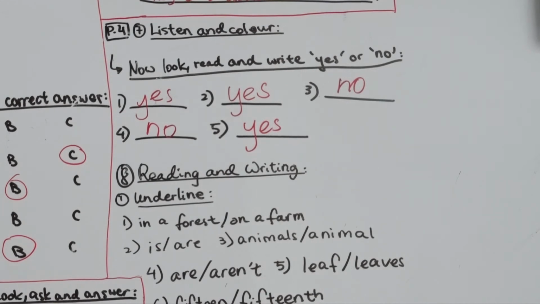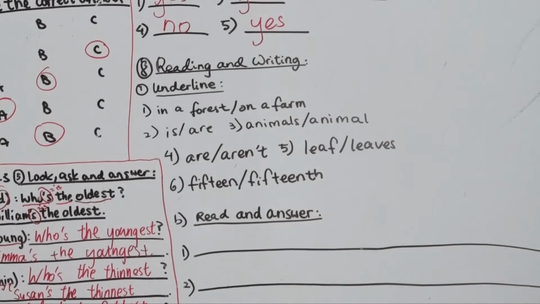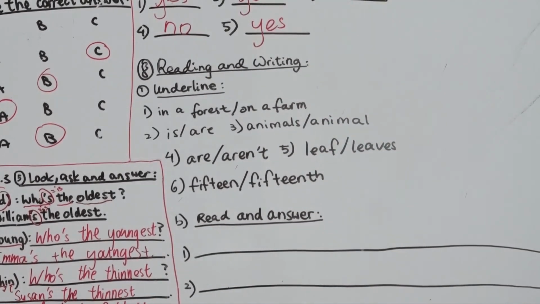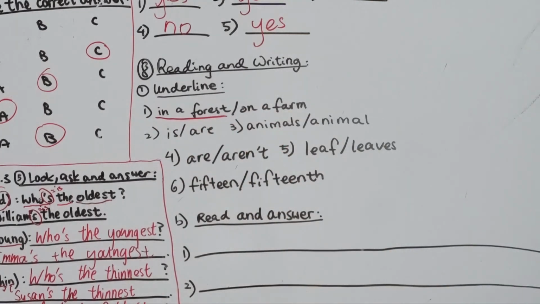All right, for part 8, questions number 1 to 6, we have to underline the correct phrases. So for question number 1, pandas live in a forest or live on a farm? Forest. Right, so we should underline live in a forest.